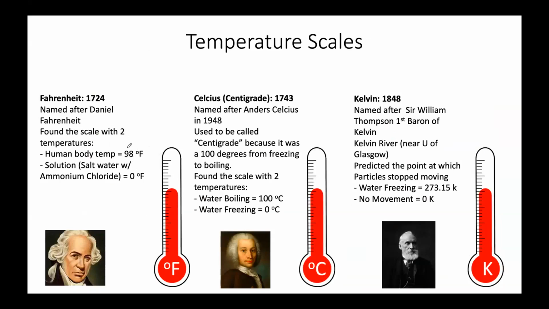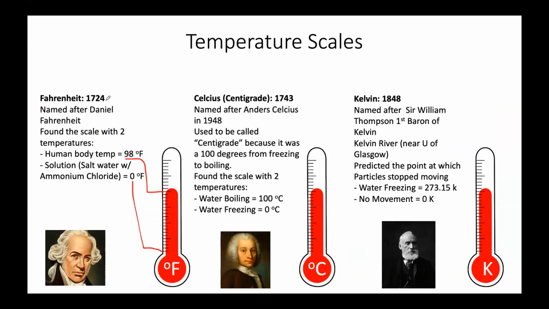So you'll notice that one of the temperatures he set was at 98 degrees Fahrenheit. So he set it right about here, and that was the temperature of an average body. So he just decided that about 100 is human body temperature. And then he set 0 degrees as the coldest solution he could find. So his idea was as cold as possible, that'll be 0.